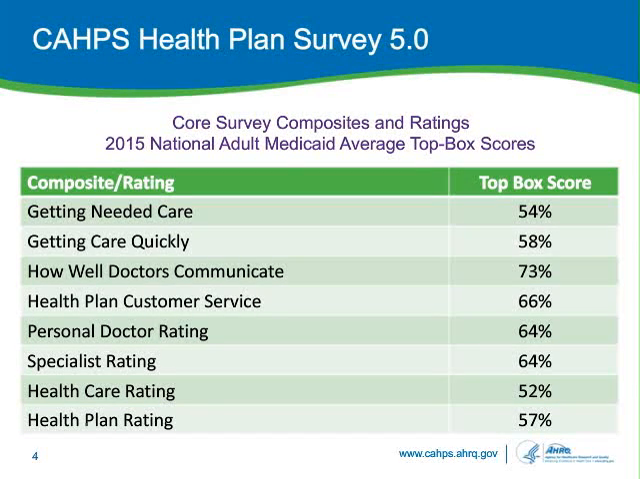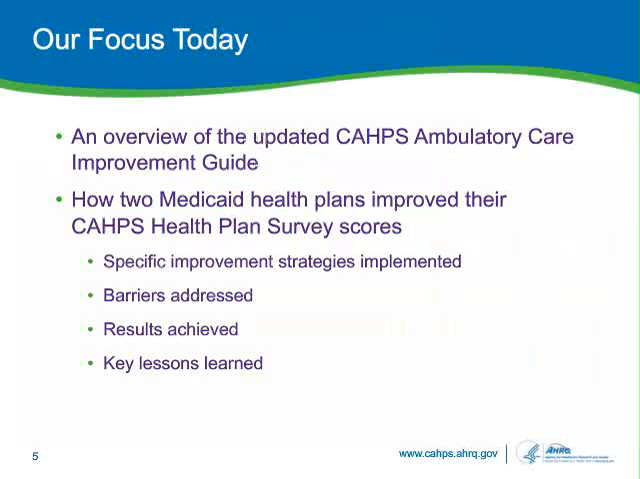Our focus today is going to be an overview of the updated CAHPS Ambulatory Care Improvement Guide. And also, I think very importantly, we're going to hear from two Medicaid health plans about how they improved their health plan survey scores. They will focus on the strategies they used, how they overcame barriers, their results, and again, I think most importantly, what are the key lessons that they learned from these improvement activities.